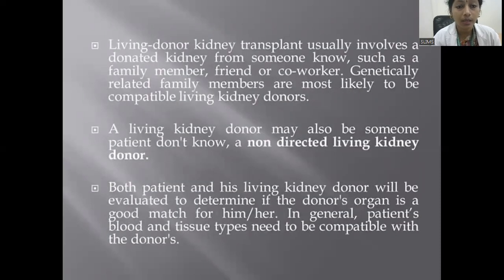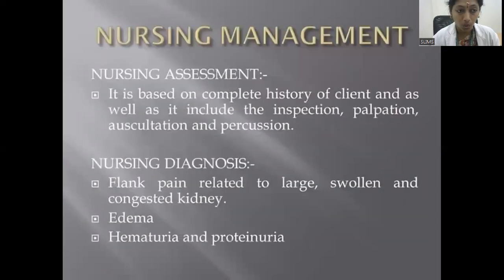Living donor kidney transplant usually involves a donated kidney from someone the patient knows, such as family members, friends, or co-workers. Those genetically related to the family members are most likely to be compatible living donors who have the same blood groups. The living donor kidney may be from someone the patient does not know, or a directed living kidney donor. Both the patient and the living kidney donor will be evaluated to determine if the donor's organ is a good match for him. So in general, patients with blood and tissue types need to be compatible with those of the donors.